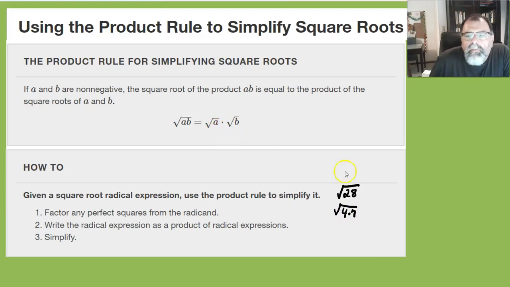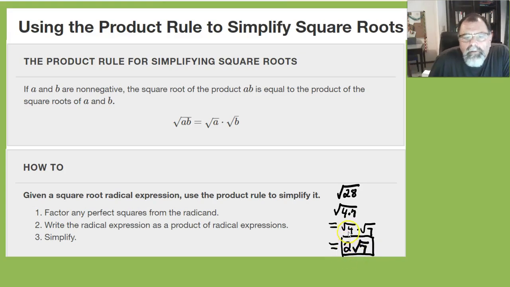And then using the rule above, I can rewrite this as square root of 4 times square root of 7, and then simplify. Square root of 4 is just simply 2. And again, remember, it's the principal square root. So it would be 2 times square root of 7. So 2 square root of 7 would be the simplified form.